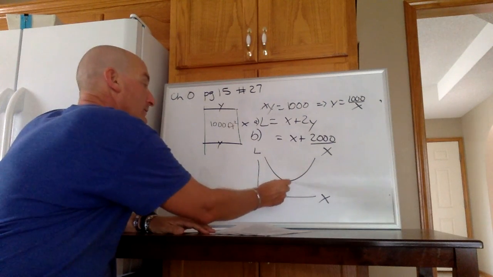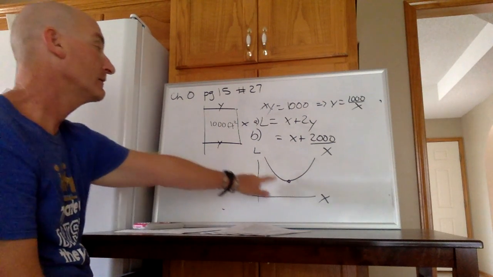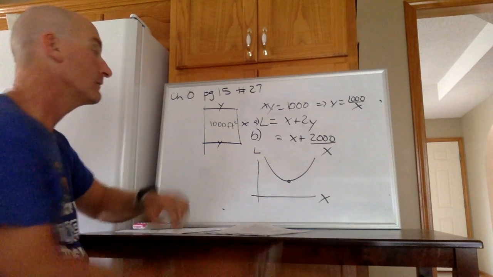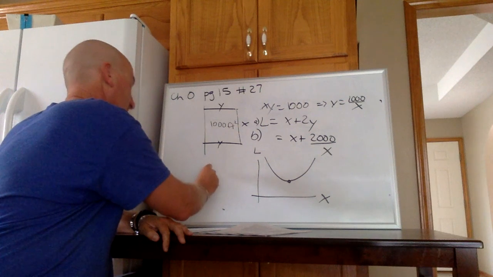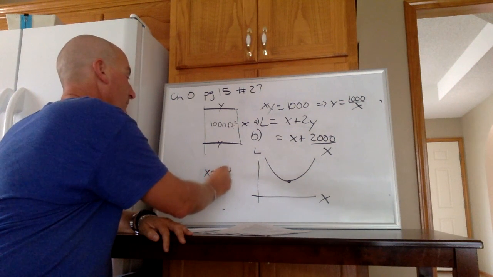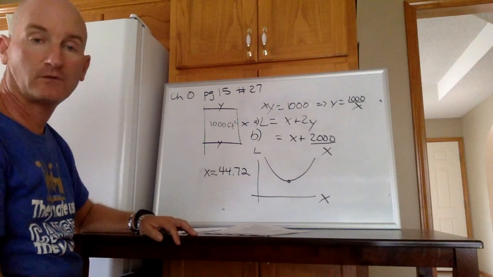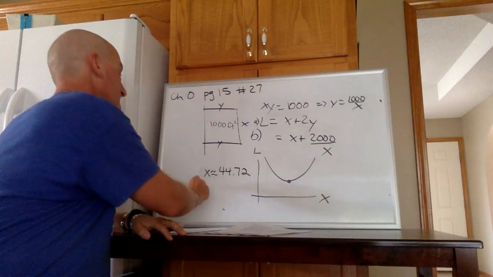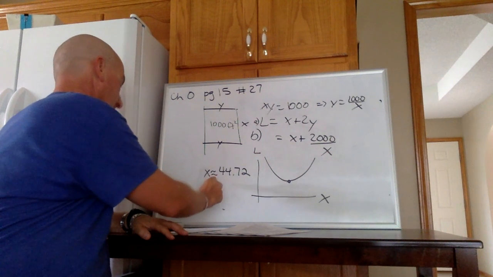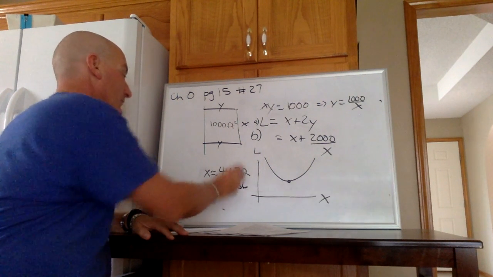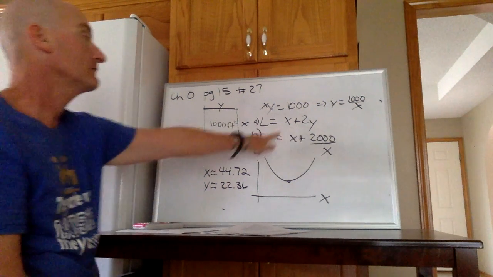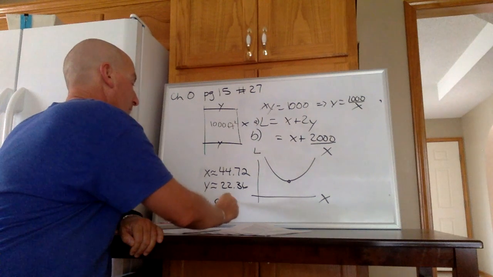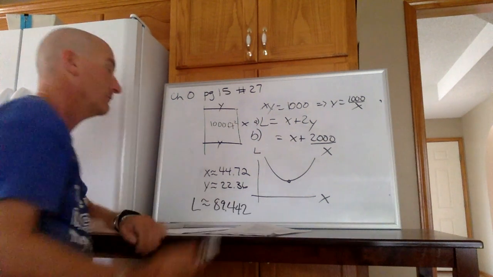And when you go through, after you have entered this into your calculator and gone through the commands, you're going to get a minimum x value of approximately 44.772. And then by substitution, the y value is approximately 22.36. And then subbing into this formula here, we get a minimum length value of roughly 89.442.